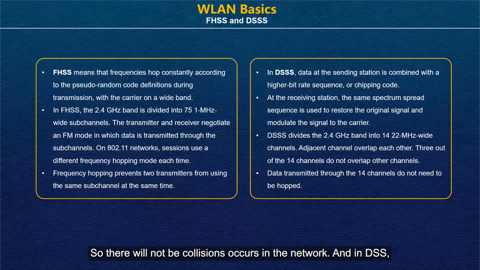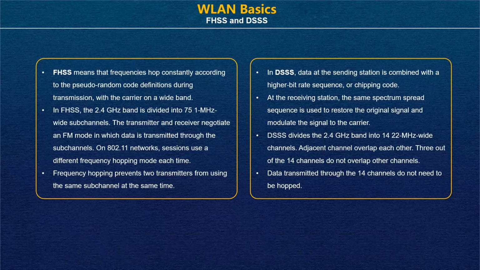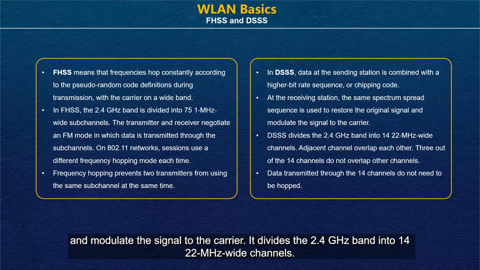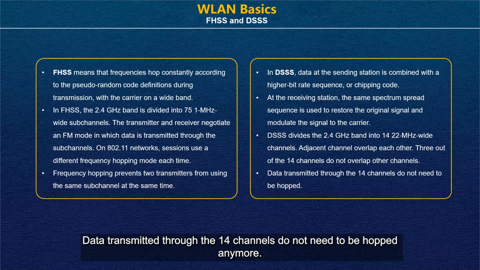And in DSSS, data at the sending station is combined with a higher bit rate sequence, or chipping code. At the receiving station, the same spectrum spread sequence is used to restore the original signal and modulate the signal to the carrier. It divides the 2.4 GHz band into 22 MHz wide channels. Adjacent channels overlap each other. 3 out of 14 channels do not overlap other channels. Data transmitted through the 14 channels do not need to be hopped anymore.